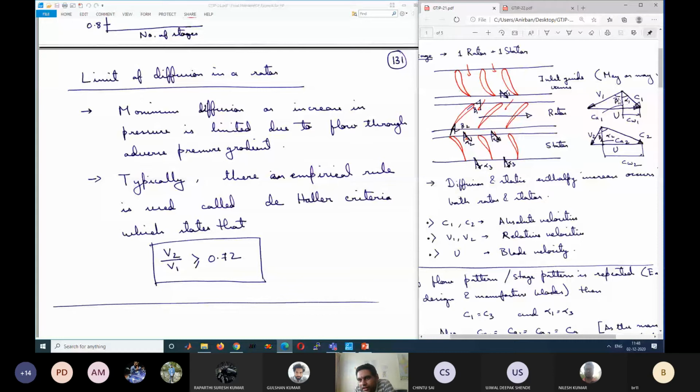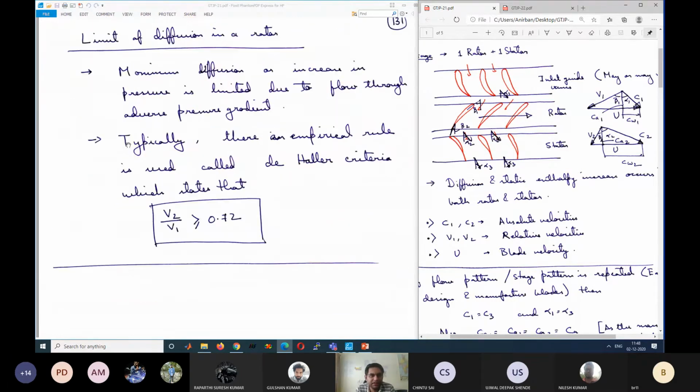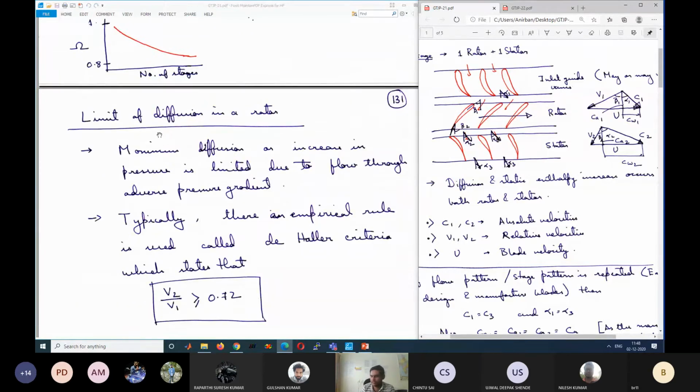and that automatically limits beta 2 and the change of angle from beta 1 to beta 2, because this change of V2 from V1 is related to beta 1 and beta 2. If Ca is constant, V1 cos beta 1 is Ca, so V1 is Ca by cos beta 1 and V2 is Ca by cos beta 2. So if V2 by V1 is related, then cos beta 2 by cos beta 1 are also related. So there is a limit. This criterion is also important in many actual design problems. Maybe in the problems we take in class it may not be important, but for actual designs it is important.